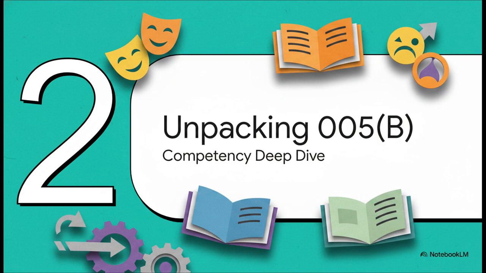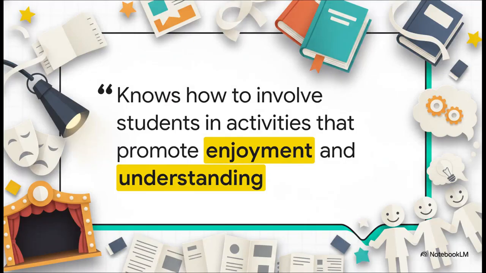Moving right along to Section 2, Unpacking 005B, let's do a competency deep dive. So how do we actually make that shift from passive to active happen in your room? Well, let's look directly at the text of descriptor B. The competency specifically demands that you know how to engage students in theater experiences that are meaningful, enjoyable, and educational. You need to know how to select and use instructional strategies, materials, and activities to help your students interpret creative expression and performance. In simpler terms, you are the curator of their artistic experiences, and you have to choose activities that purposefully build their understanding.